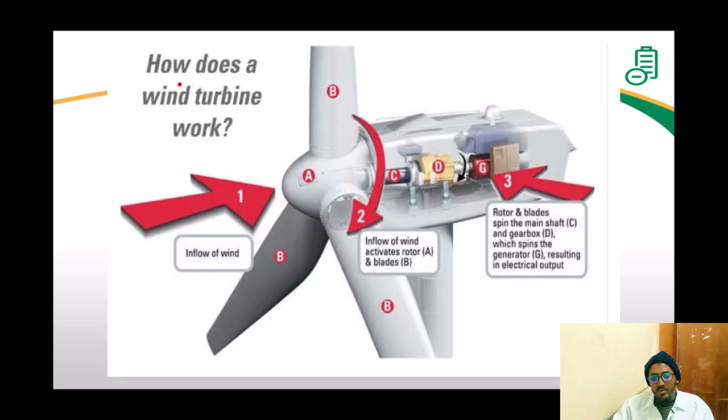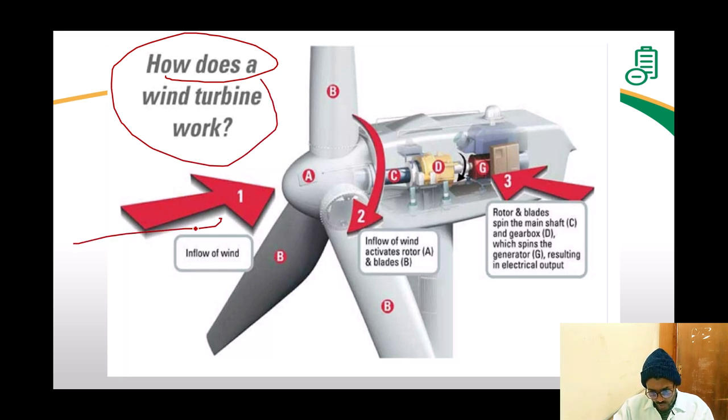So how does a wind turbine work? Just a simple concept. This is where the wind is flowing, right? So we have the rotor or the blades here, right? When the wind flows, these blades start to rotate.